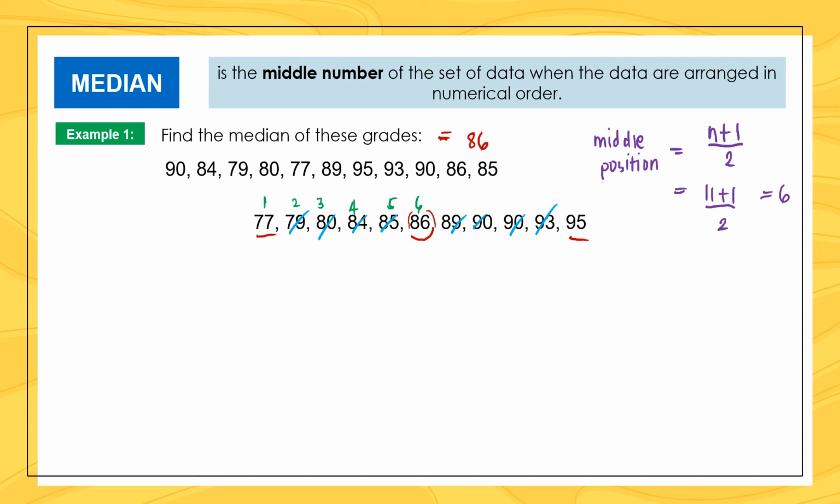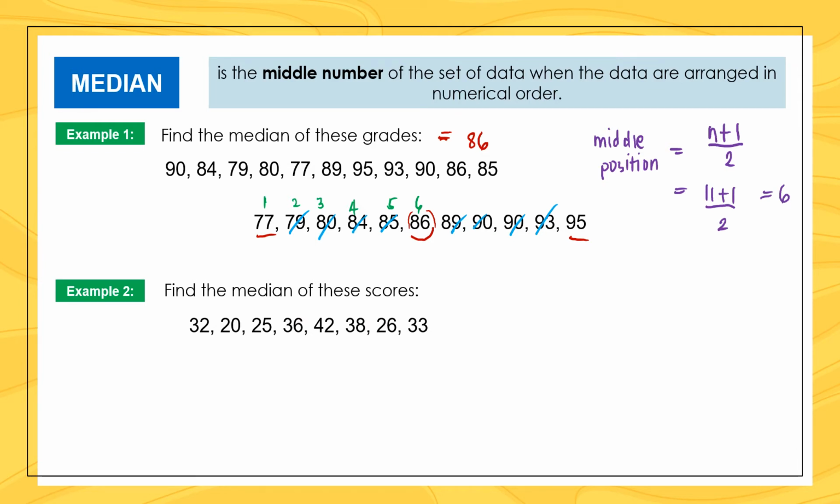So let's try to have another example. Find the median of these scores. So you have here 32, 20, 25, 36, 42, 38, 26, and 33. Again, to find the median of a data set, we need to arrange it in order. So you will have 20, 25, 26, 32, 33, 36, 38, and 42.